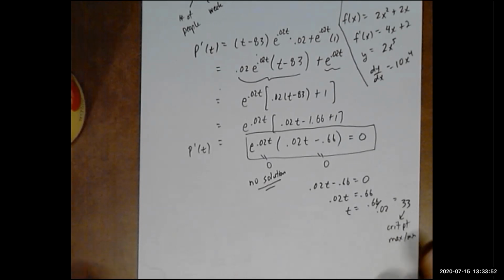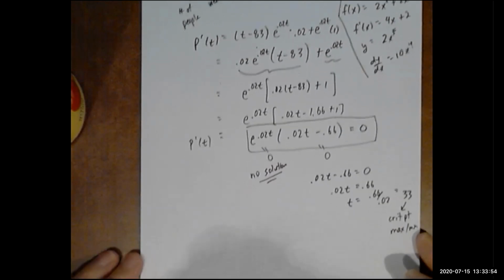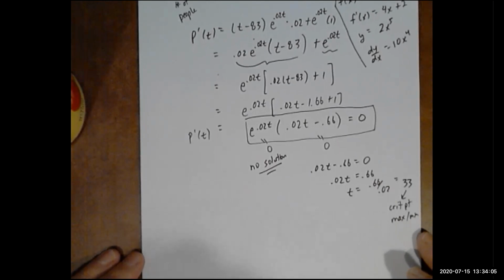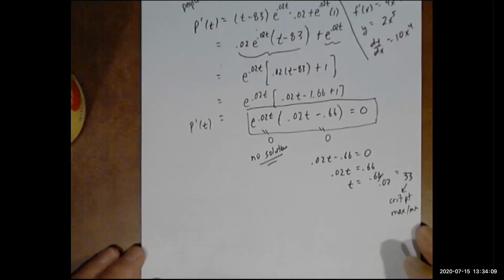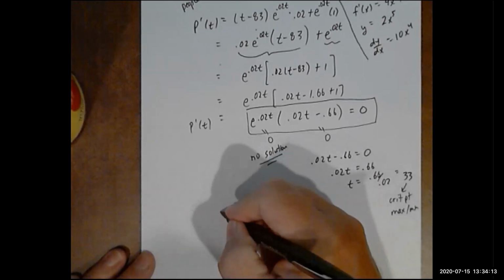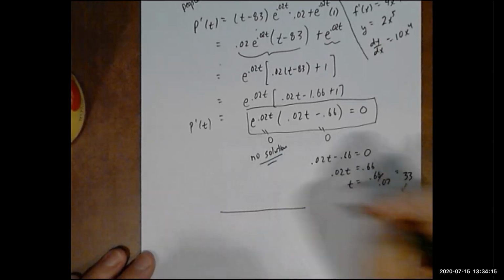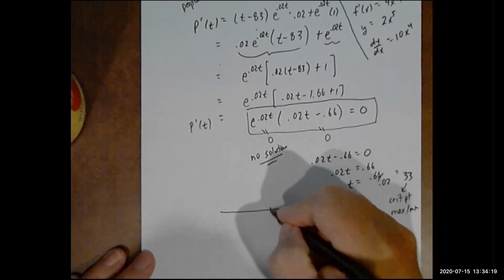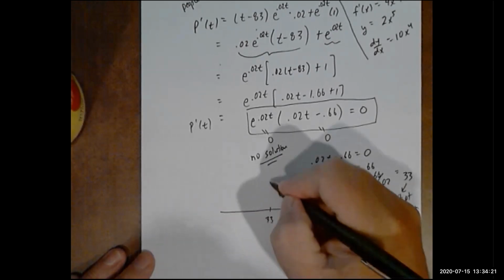So I have a choice here. You can maybe do it sort of graphically, or take the second derivative. I don't really want to take the second derivative. It could get sort of messy. Let's see if it's pretty easy to do if I just sketch it out. So I know 33 is the critical point.